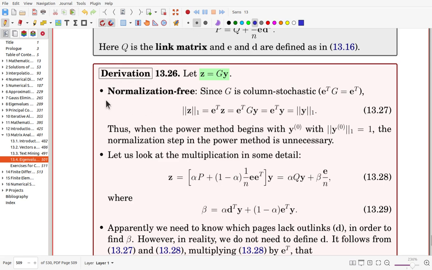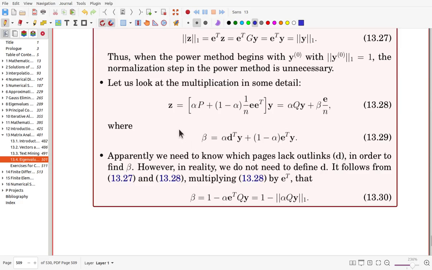Let's see this one. It is normalization free, because G is a column stochastic matrix, and we can easily see this. The output has the same 1-norm as the input. Now Z is GY, but E transpose G is the same as E transpose. So E transpose Y is the same as the 1-norm of Y. So once we start with 1-norm length 1, then the output will be the same. Once you start with a probability vector, the output is a probability vector. So scaling is not necessary.